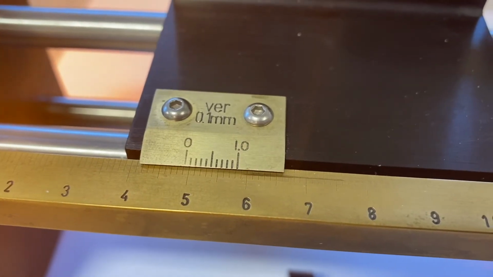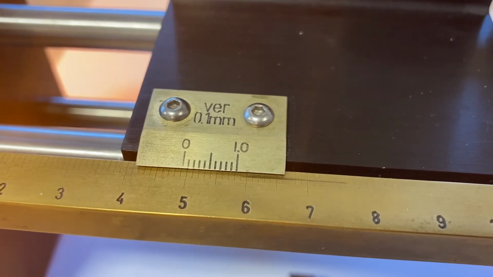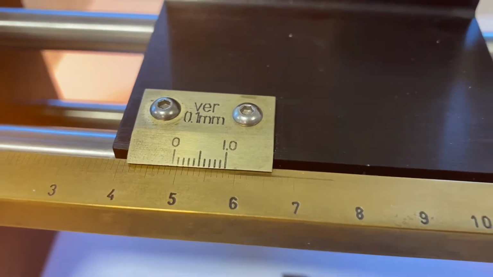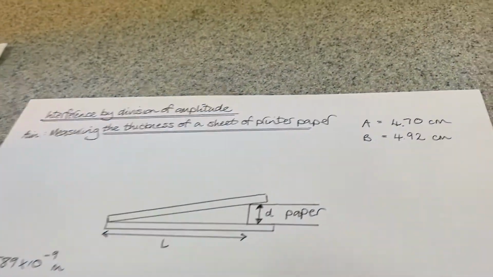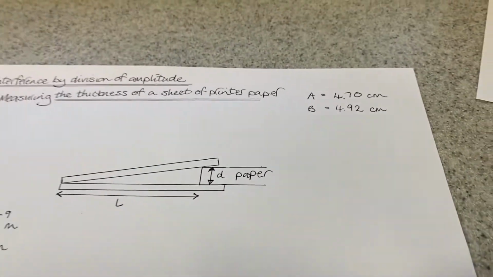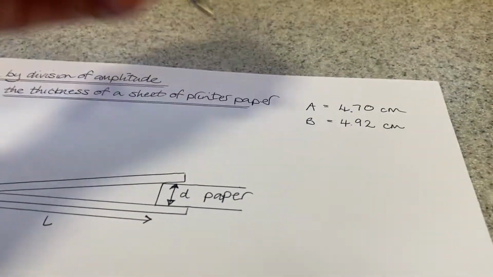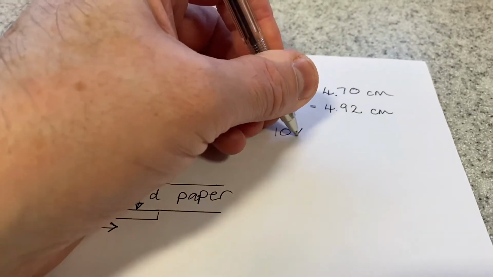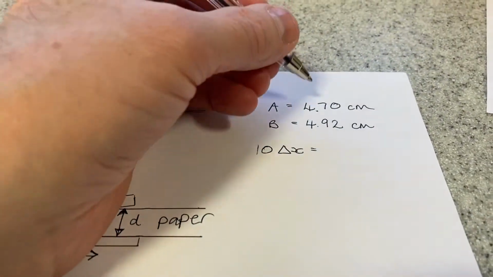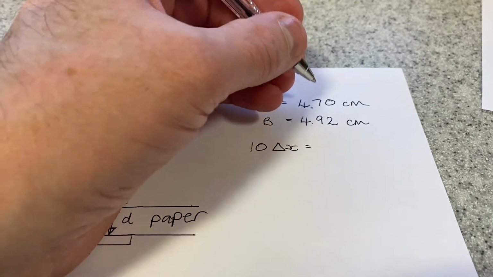1, 2, 3, 4, 5, 6, 7, 8, 9, 10 fringe spaces. Right, there's my second reading. That's 4.92 centimeters. And I'll add that onto my diagram as well. Now that's 10 fringe spacings. So if that's 10, delta x is 0.92, so that's 2.2 millimeters.